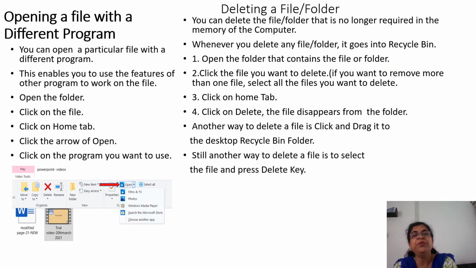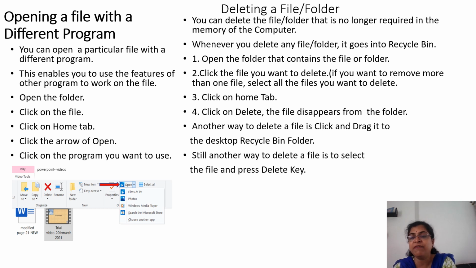Opening a file with a different program. Whenever you want to open a particular file with a different program, that is also possible. Select the particular file and click on the open option from the Home tab, and then you will get a list of file types. Select any one as per your wish.